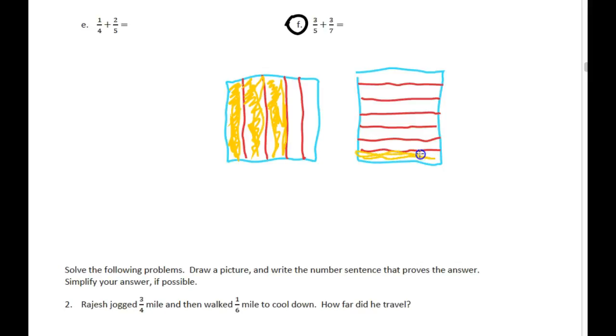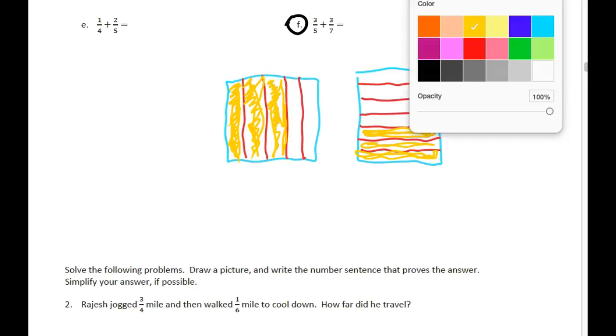This one's so skinny, it's kind of hard to color in. And this one, so that's 2 of them. Here's 3 of them. Now we have to make them the same size, because these are way skinnier than the other ones, right? So we can't say 3 plus 3 is 6, because they're 2 different sizes. One is 5ths, one is 7ths.